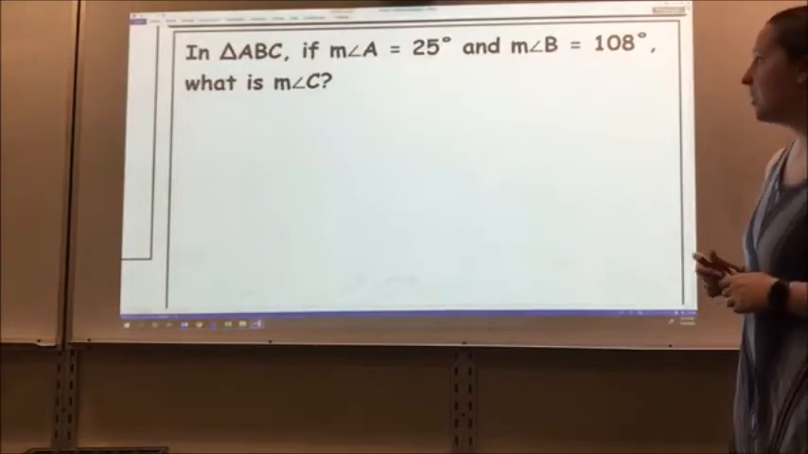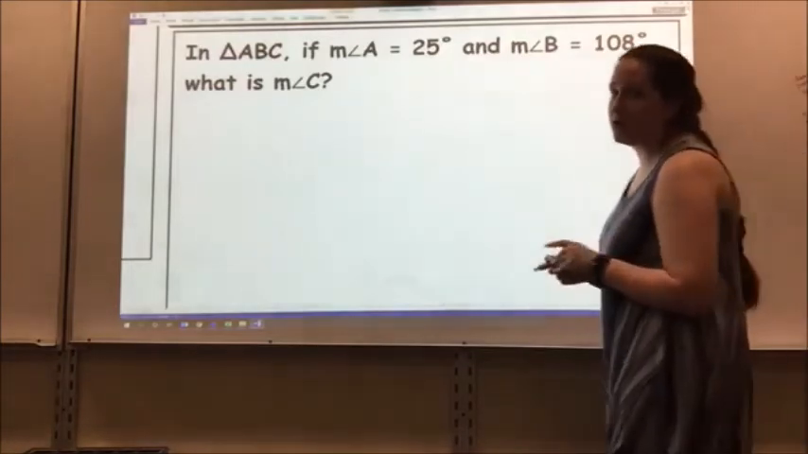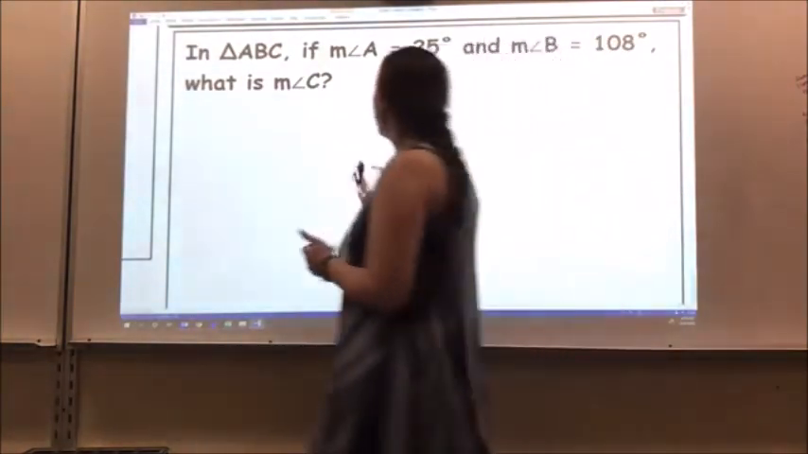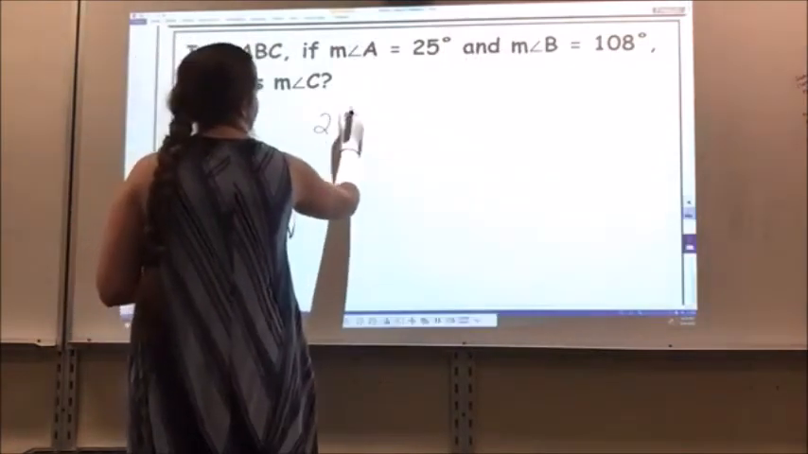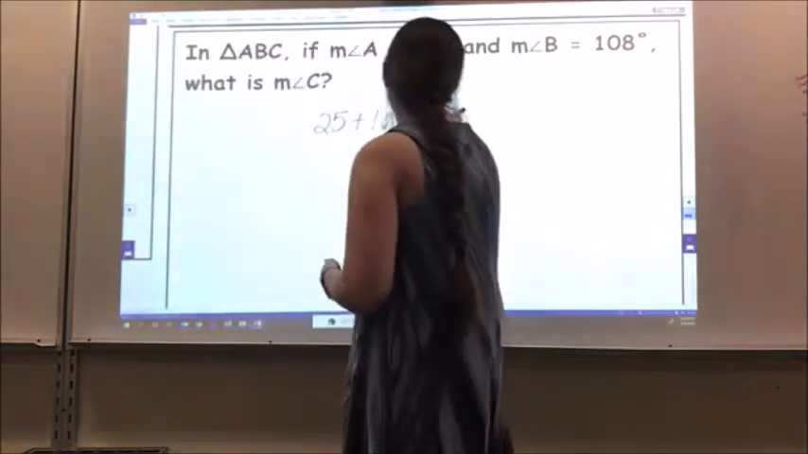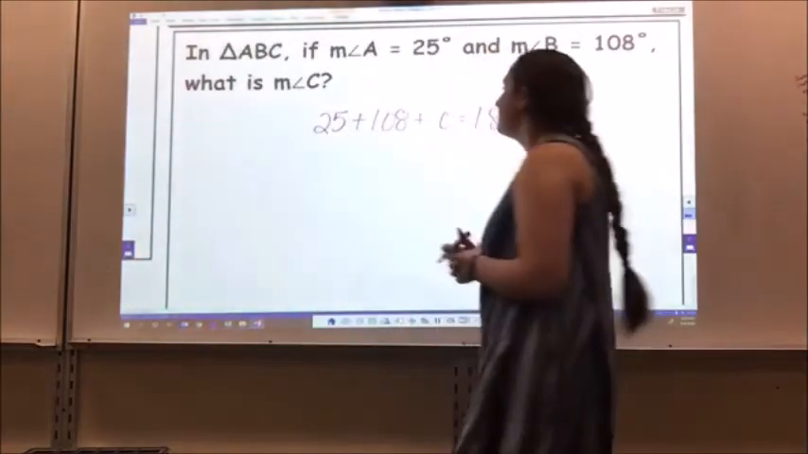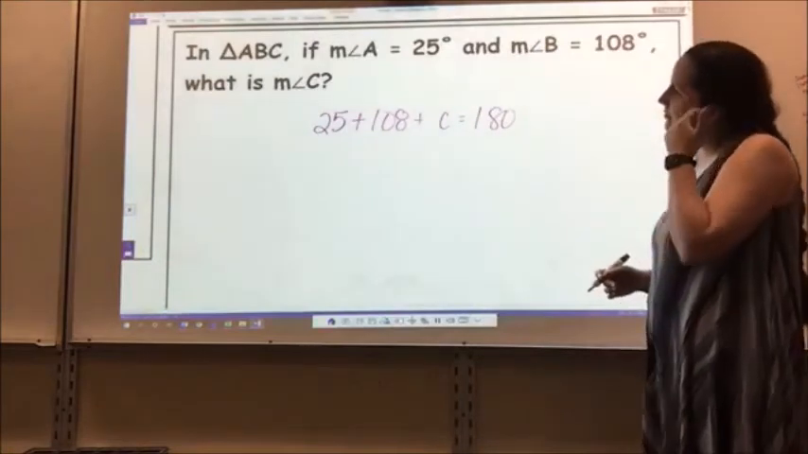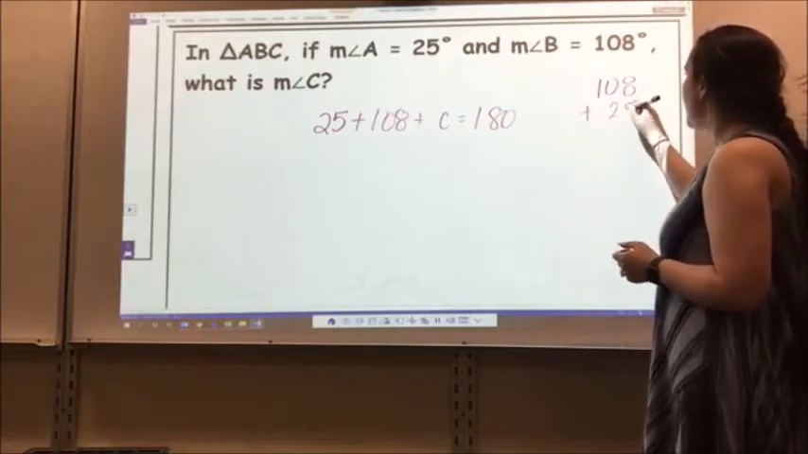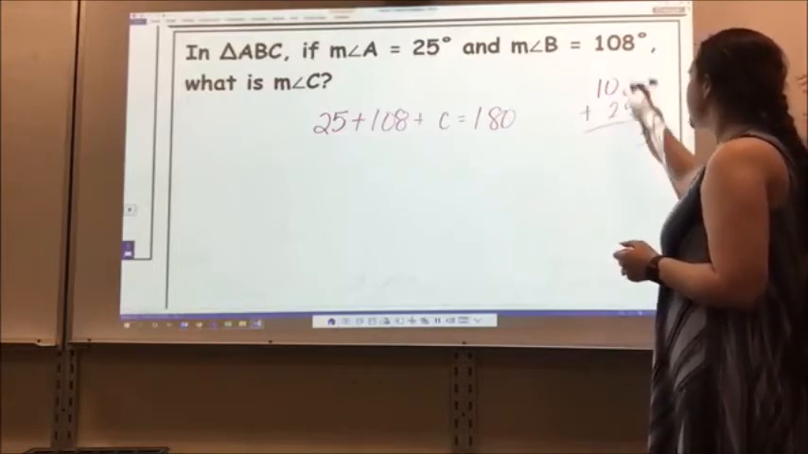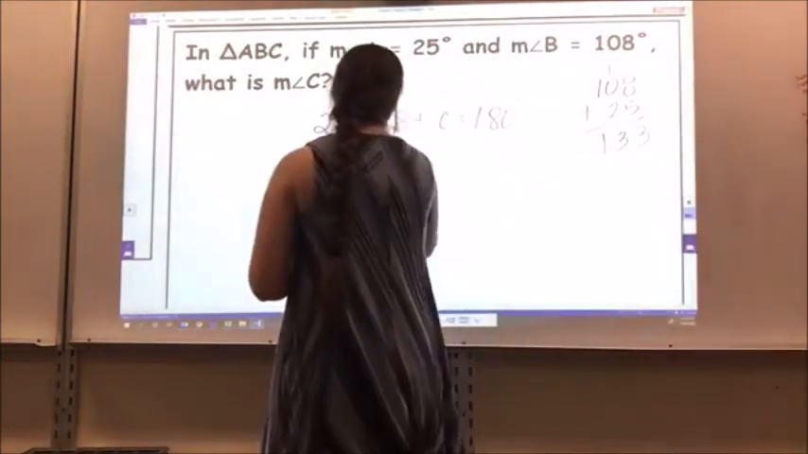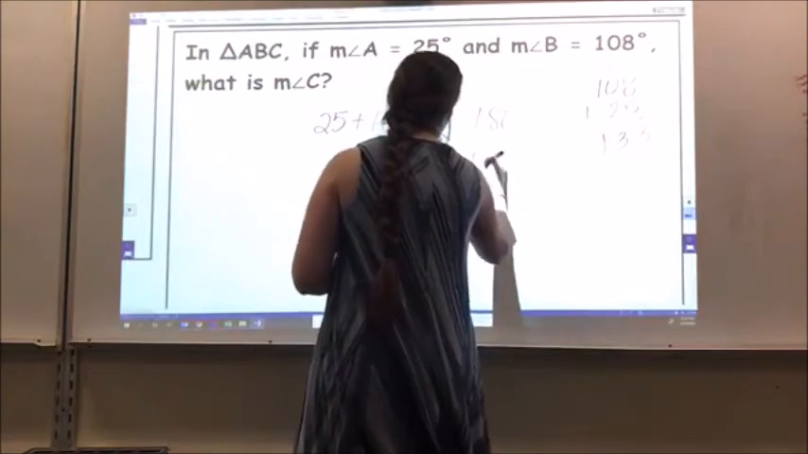So I can draw this triangle if I want to, or I can remember that adding all these angles up, I get 180 degrees. So measure of angle A is 25, so 25 plus 108 plus the measure of angle C equals 180. Then I can add 108 plus 25. 8 plus 5 is 13. 2 and 1 is 3, so 133. So I have 133 plus C equals 180.